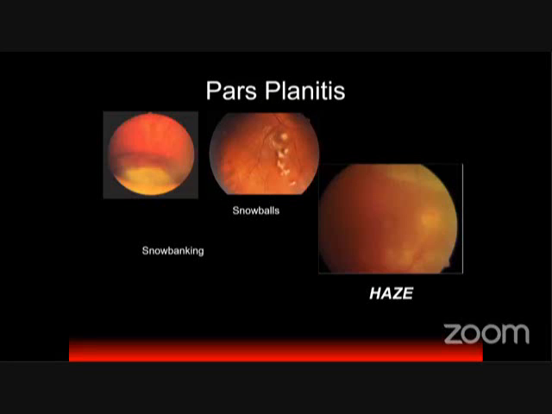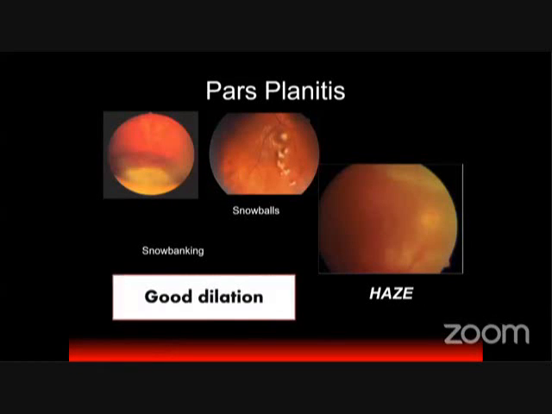Snowballs, we see them a lot, and haze. Haze is something that is quite vague. What I always tell trainees about haze is that you're trying to get a focus on the retina, but you can't. This is what haze is. It's like turbidity in the vitreous. Good dilation cannot be stressed enough.